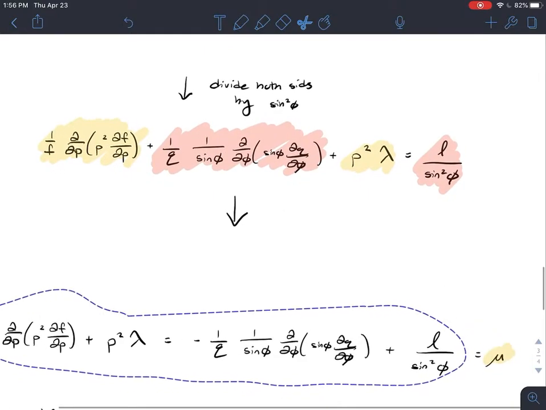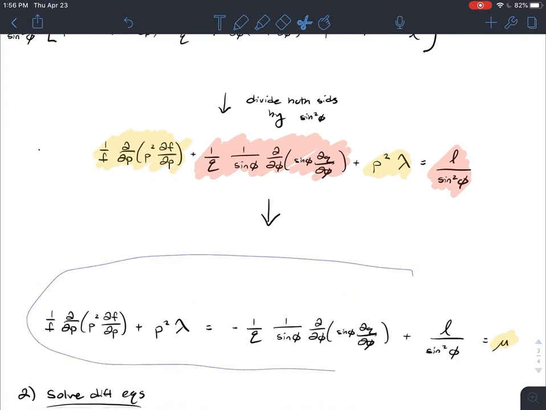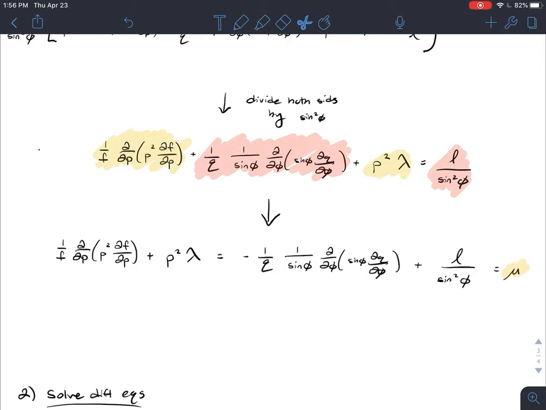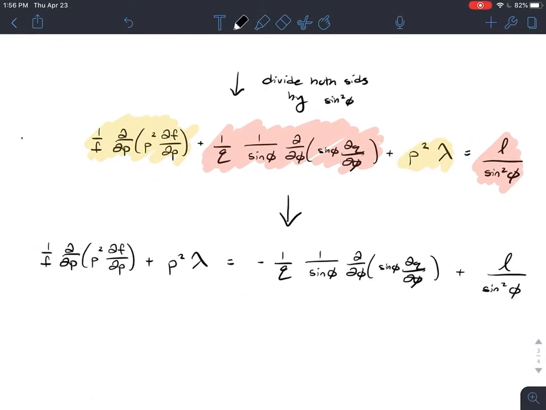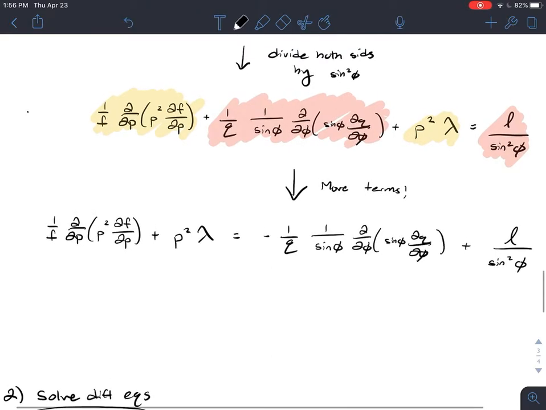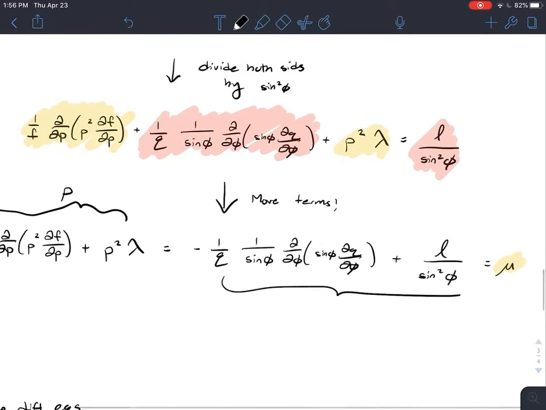So once again, going with the theme, let's copy and paste this up here. Oops. Okay. Move terms. Great. So once again, now we only have rho dependency on the left-hand side and phi dependency on the right-hand side. So now we've successfully separated variables.